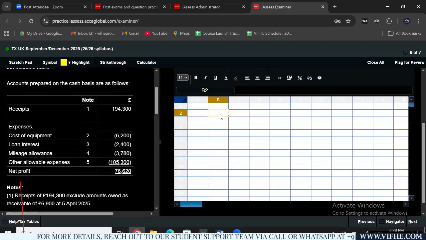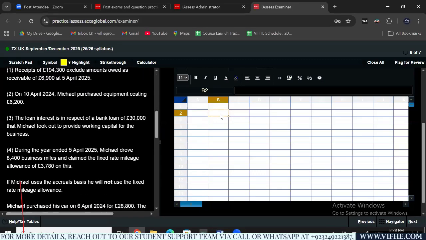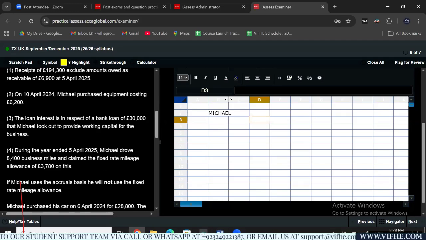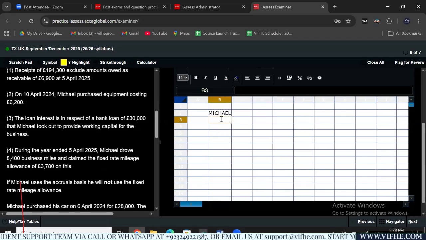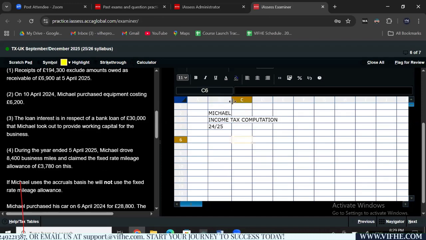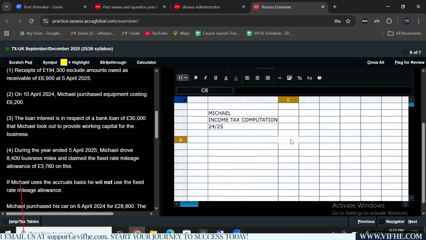So first of all, whose tax liability is going to be calculated? The name is Michael. And then we are going to mention what we are going to do, income tax computation, and then the tax year 24-25, right? Okay. And then obviously we shall be making three columns, namely non-saving, saving, and dividend.